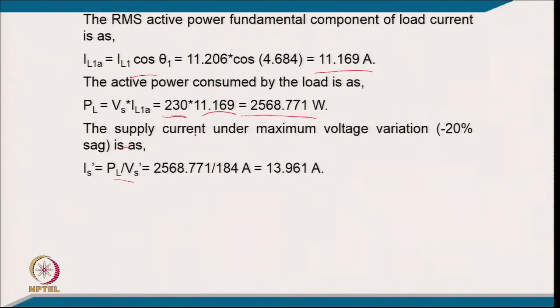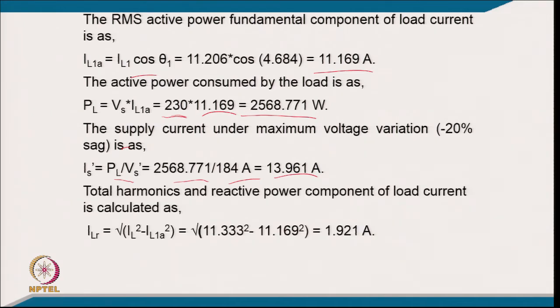The supply current under maximum voltage variation, minus 20% sag, is the load active power PL divided by the minimum voltage on the supply. So, it is 13.961 ampere, and the total harmonics and reactive power component of load current is calculated from the RMS current and the fundamental active component of current squared.